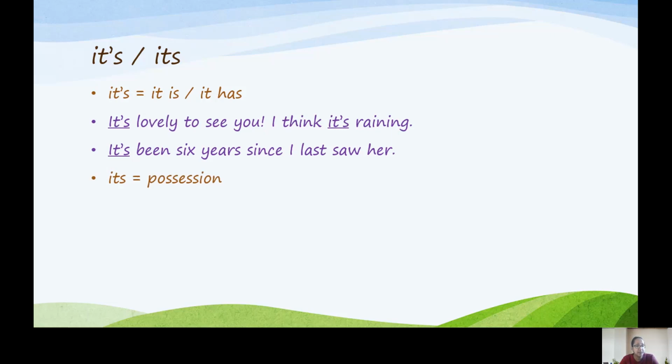Without the apostrophe shows possession. Something belongs to it, to a thing or an animal. My cat is washing its paws. The paws belong to the cat.